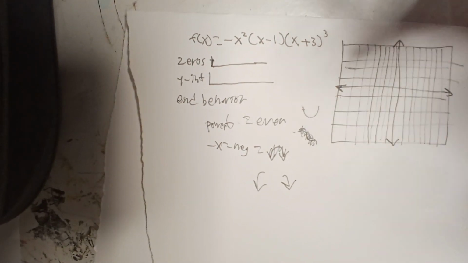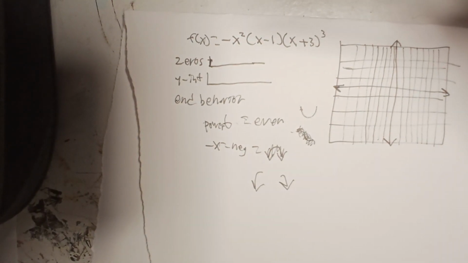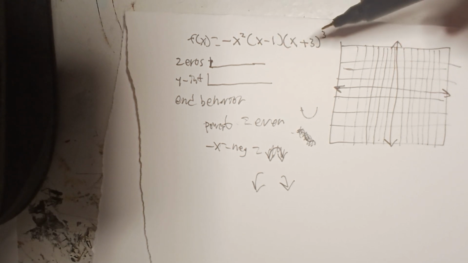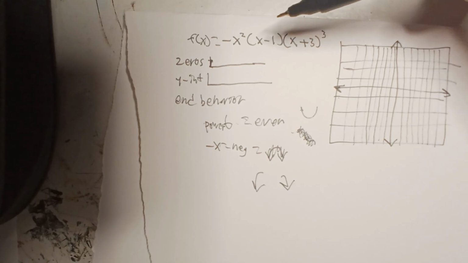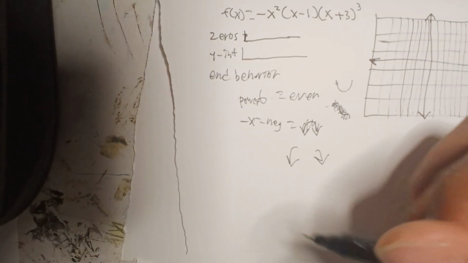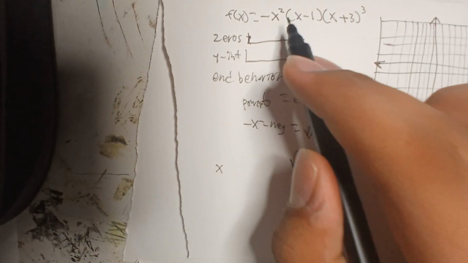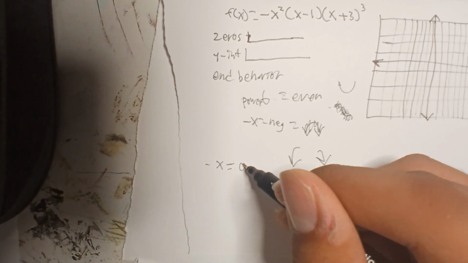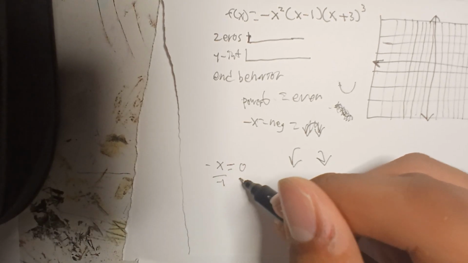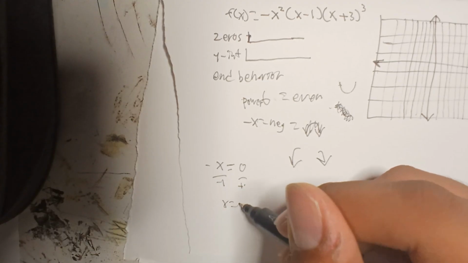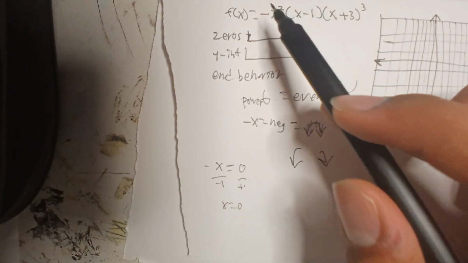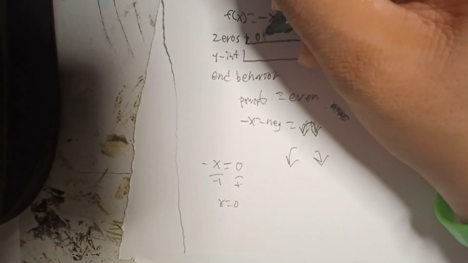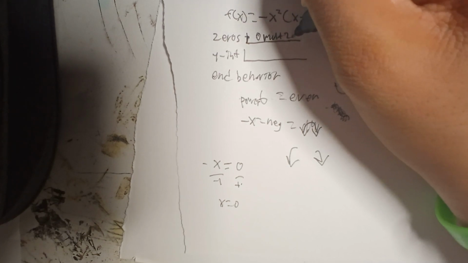Anyways, enough yapping. I'm going to find the zeros, and it's pretty easy to find the zeros here because it's already factored. The first one is negative x equals 0. Divide that by -1, and x equals 0. Since there are 2 of them, it's 0 with multiplicity 2.